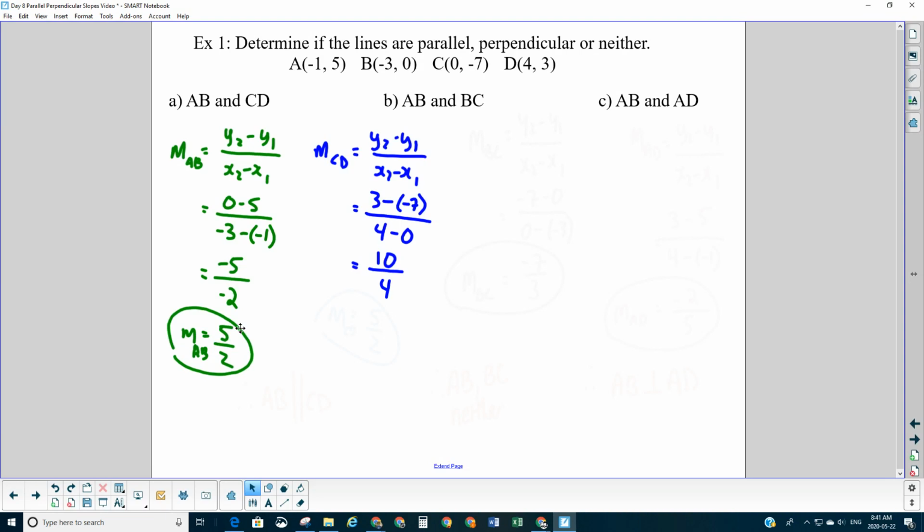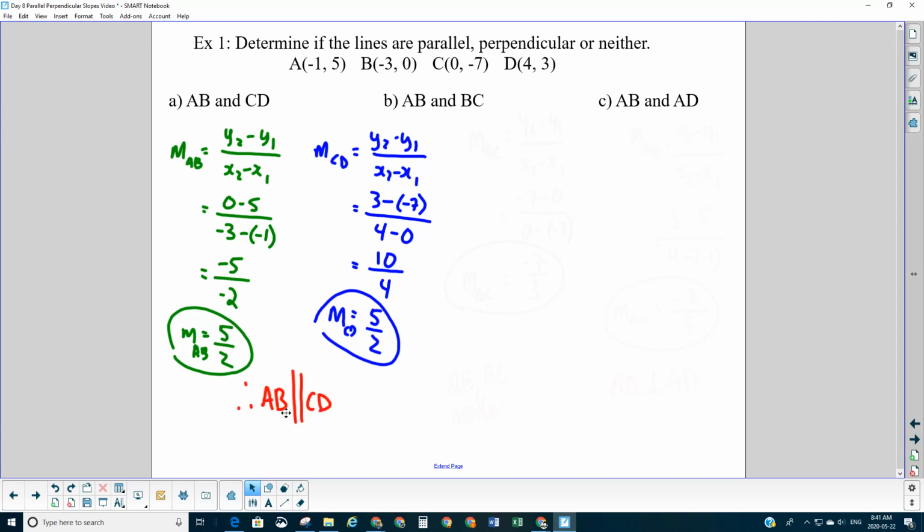Now, at first glance, if you look at this 10 over 4 and compare it to this slope, you might say that there isn't really a connection. But all fractions must be reduced. And 10 over 4, there is a number, 2 can go into both 10 and 4. So if you divide the top by 2, you get 5, and 4 divided by 2 gets us 2. And that means that the slope of the line connecting CD is 5 over 2. And that is exactly the same as that slope, which means these two lines must be parallel.